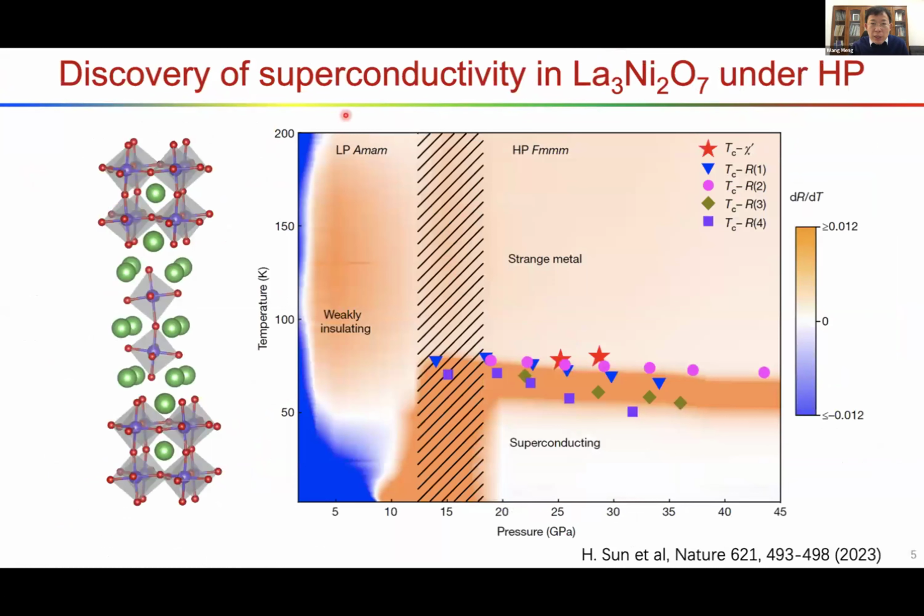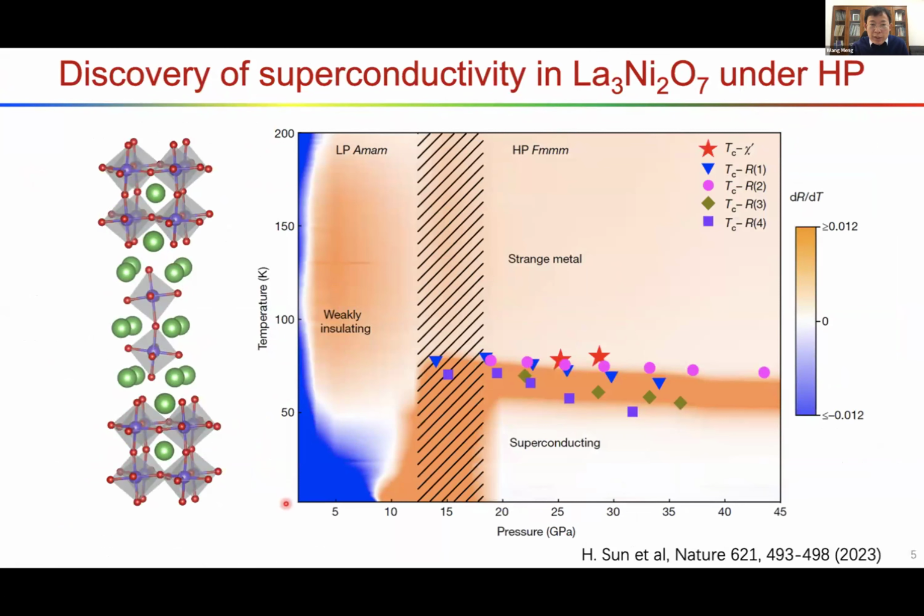We discovered superconductivity in this 3-2-7 compound under high pressure. That's the structure of this material. There are bilayer nickel-oxygen six layers. Here is the phase diagram. There's a structure transition.